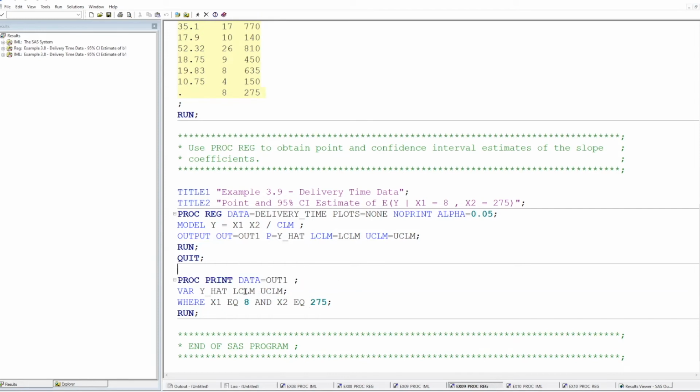All right, and one thing I want you to see: I'm going to only print out the rows in that data set where x1 is equal to 8 and x2 is equal to 275. So we don't have to scan through all of the output to find the values we want. It'll print out just what we're wanting. Okay, so let's run this.